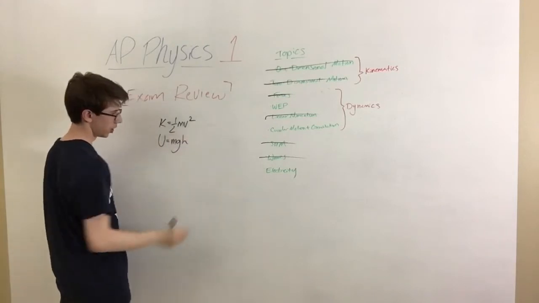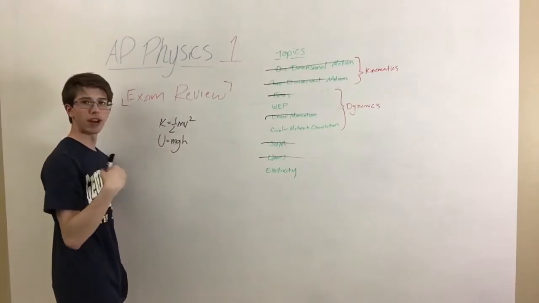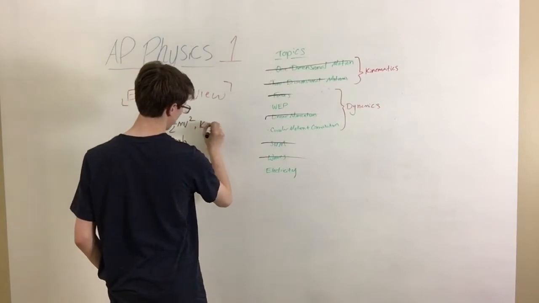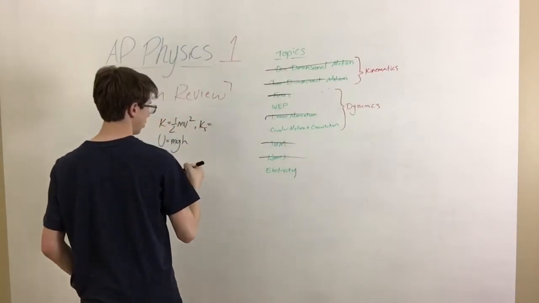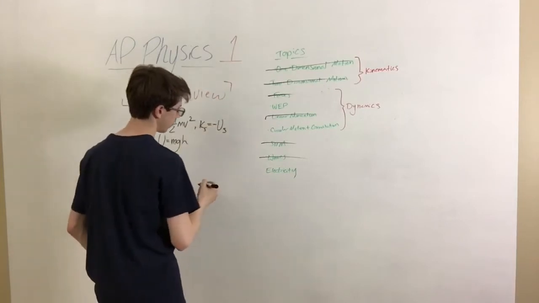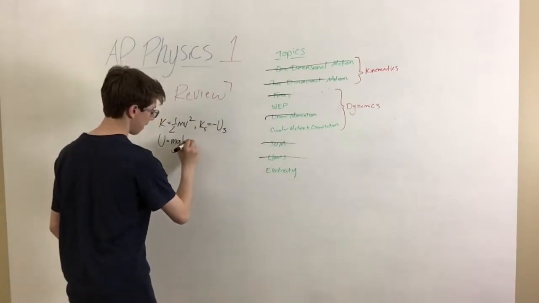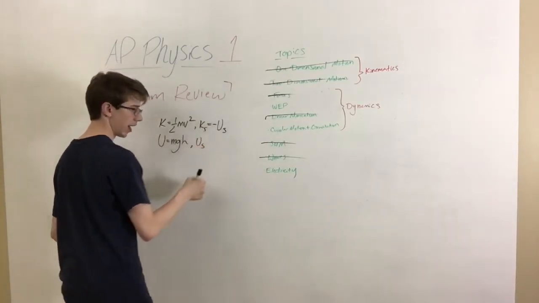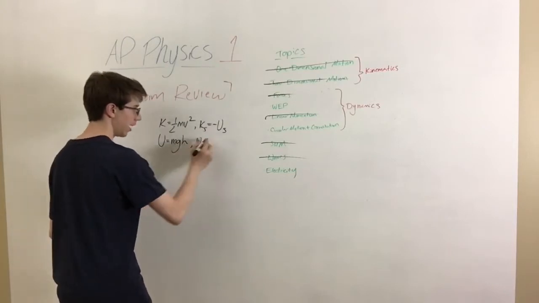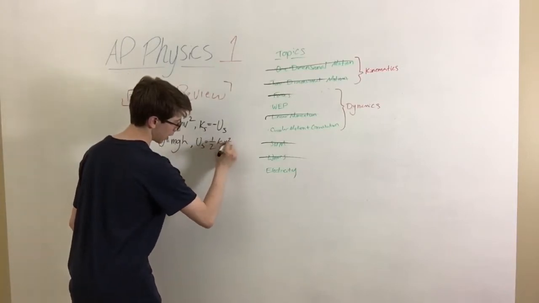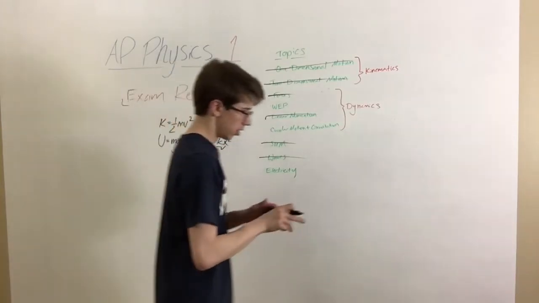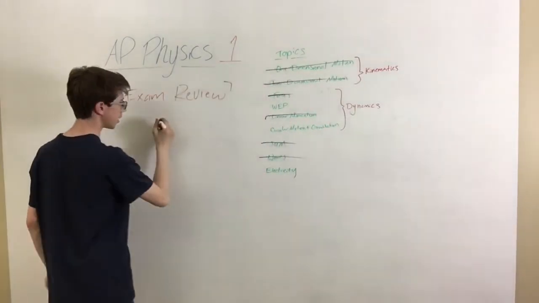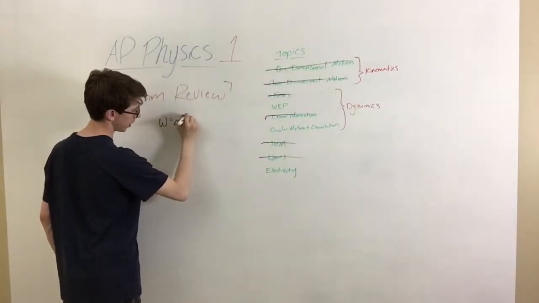Now this is for an object. For a spring, it's a little bit different. The kinetic energy of a spring is equal to negative U spring. Okay? It's negative this. And the U spring, which is just the potential energy of the spring, instead of being mgh, is 1/2 kx squared. k is the spring constant. Work can be defined as the change in kinetic energy. So we could say work is equal to delta K.